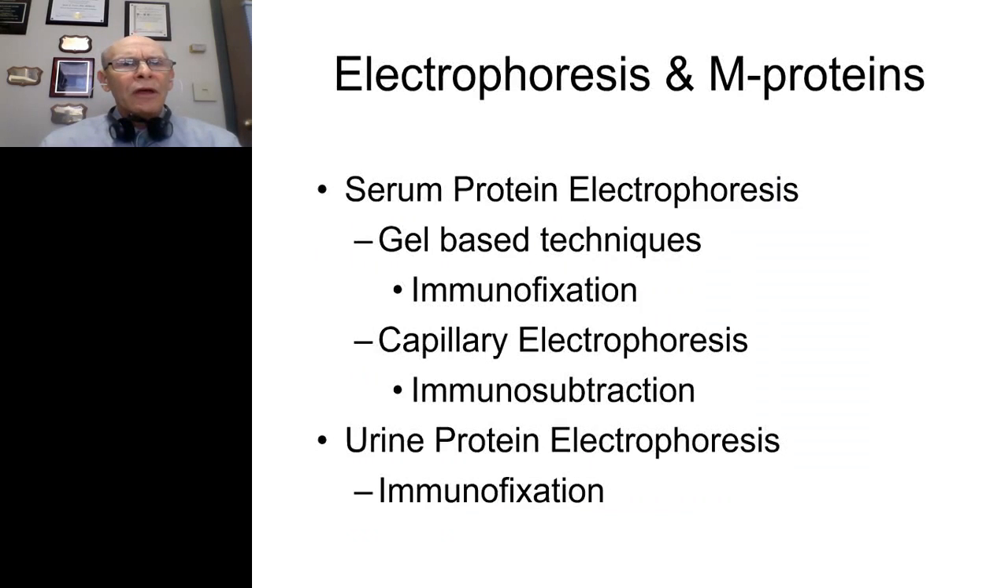Serum protein electrophoresis can be performed by either gel methods, where samples of serum or urine are assayed on a solid surface, or by capillary zone electrophoresis, which is a free-flowing system that I will show you in a moment. With gel techniques, after we've detected an M protein, we want to identify its isotype, that is IgG, IgA, or IgM, kappa or lambda, and we do that by immunofixation. With capillary electrophoresis, we identify them by a technique called immunosubtraction that I'll show you now. When urine protein electrophoresis is used, immunofixation is usually used to identify them.